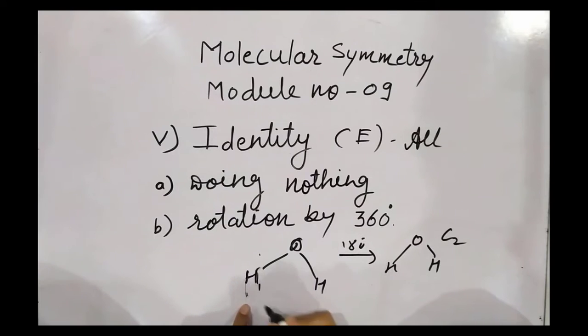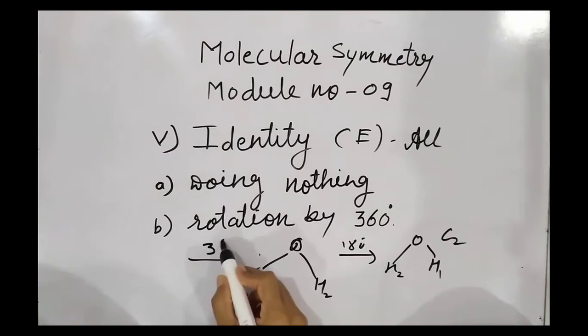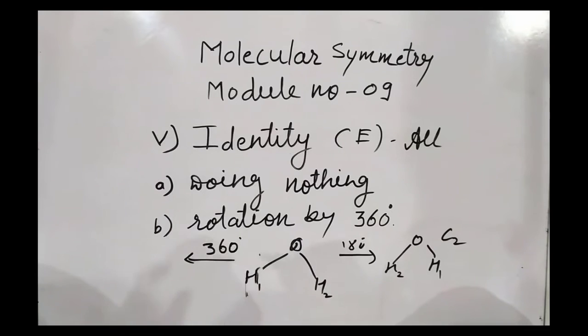Now suppose it is H1, H2. When you rotate this water molecule by 180 degrees, how does the transformation take place? H2 changes its position to here and H1 changes its position to here. That is rotation by 180 degrees. But if I rotate this molecule by 360 degrees, what will happen? This oxygen will complete its circle and attain its own position. H2 will complete its circle by 360 degrees and attain the same position. Same is the case with H1.